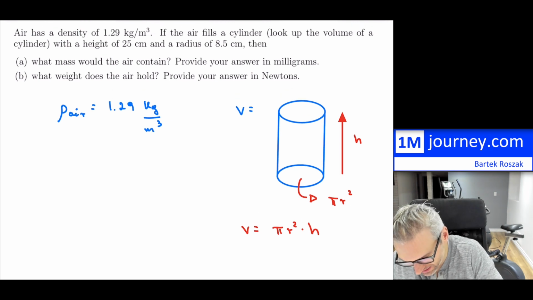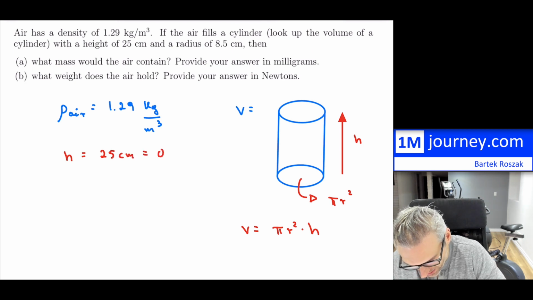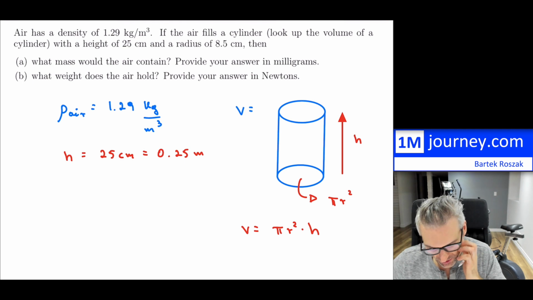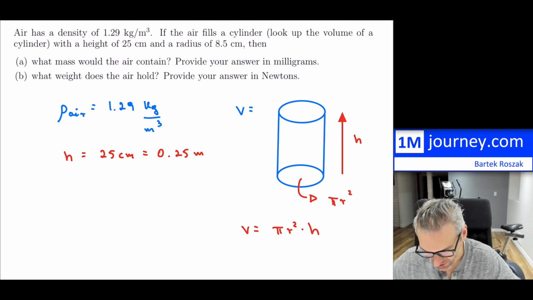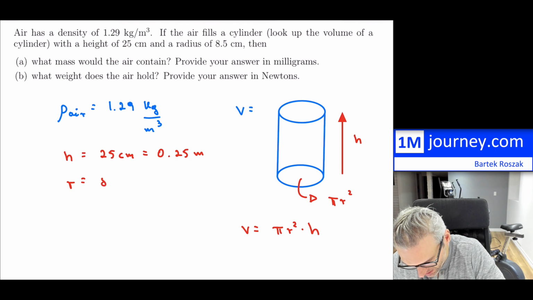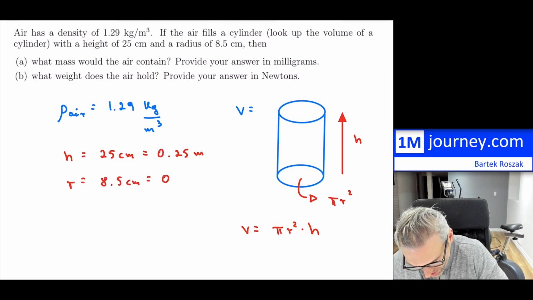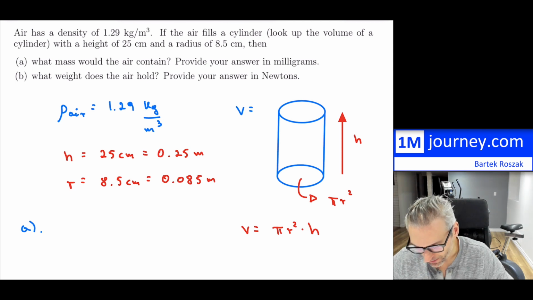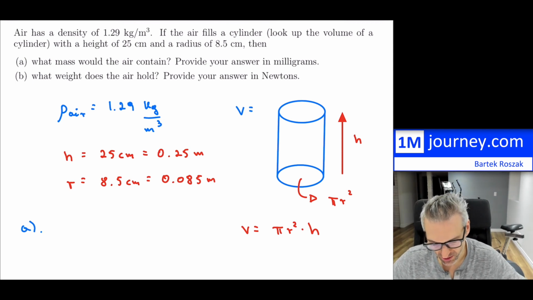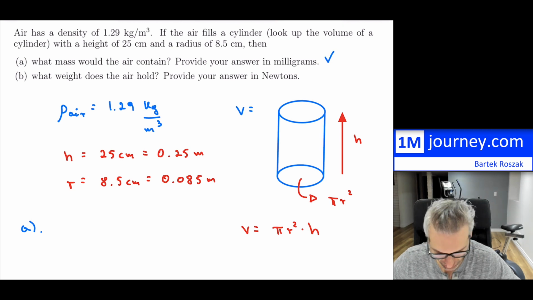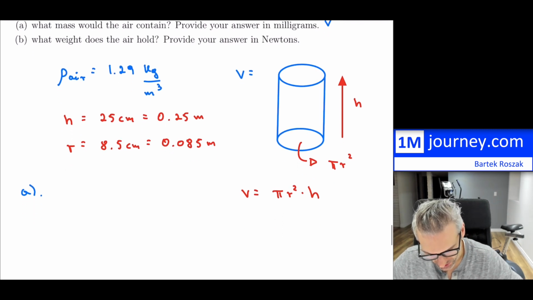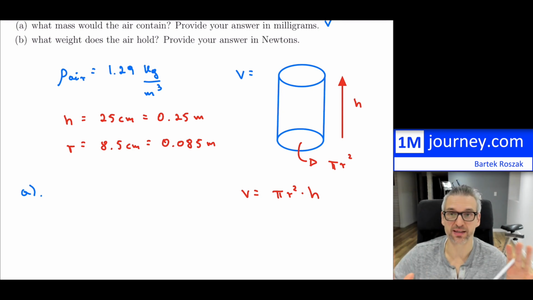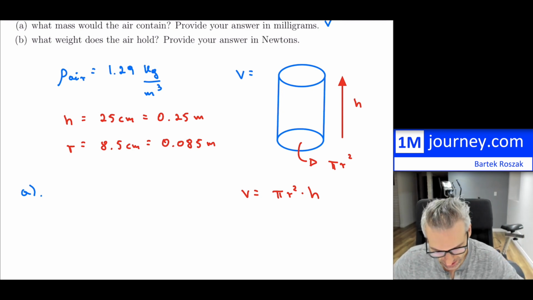Now, this height is 25 centimeters, which is nothing else but 0.25 meters, if you wanted to talk about metric standards. And the radius is 8.5 centimeters, which is 0.085 meters, again in metric standard. And what do they want? For part A, what mass would the air contain? Provide your answer in milligrams. It's not a very big cylinder, so milligrams might work. We'll keep everything in standard units, and then I'll change back to milligrams as needed.